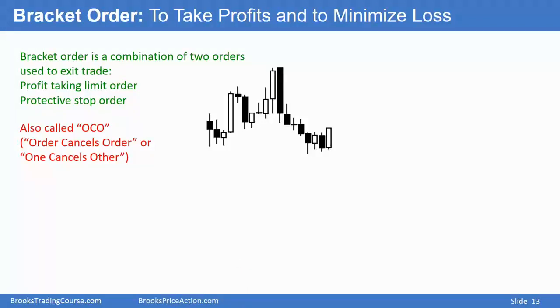Some brokers say OCO stands for order cancels order. Other brokers say one cancels other. And what it means is if you have a bracket order, a stop and a limit order, as soon as one of the two orders is filled, the other one gets canceled automatically, immediately.